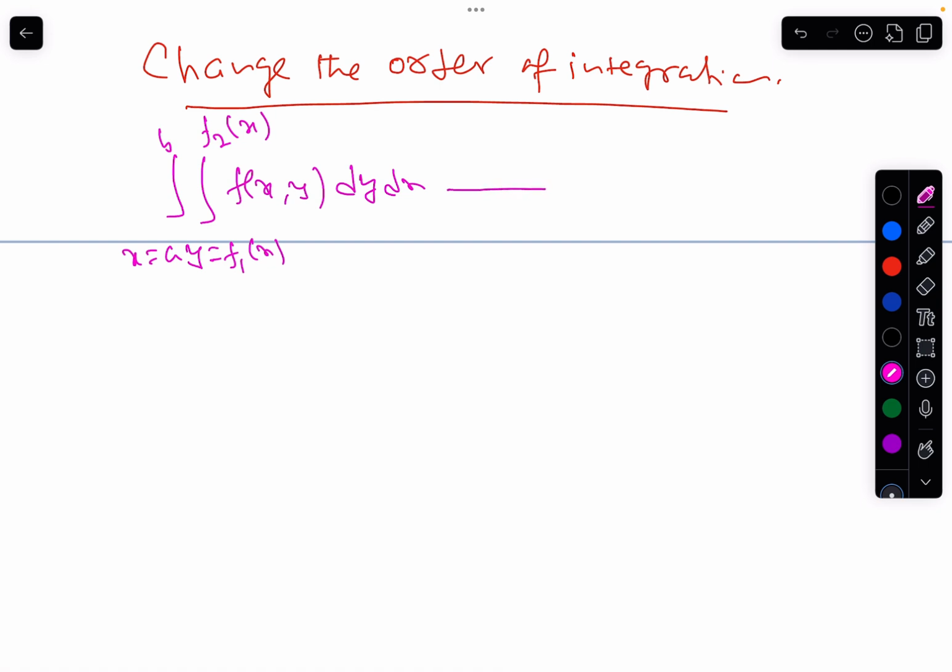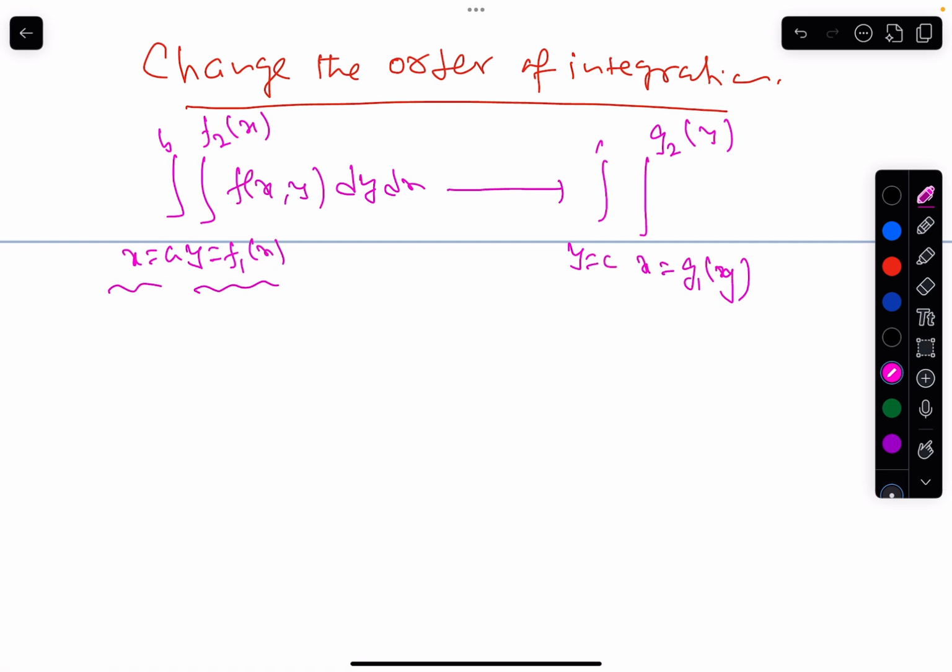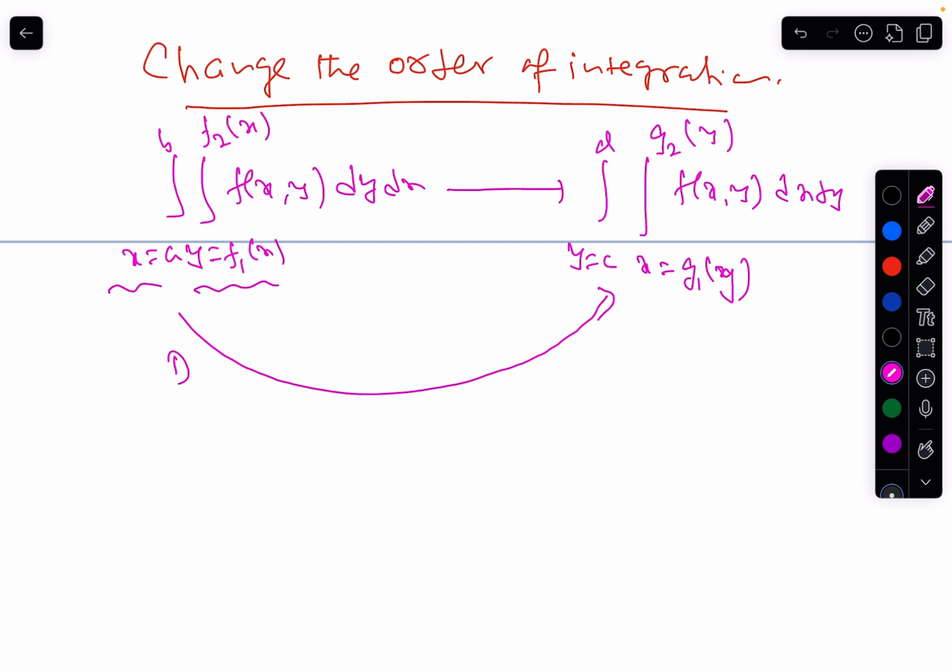Now we need to change the order. That means here the order is first integration with respect to y and then with respect to x. So we have to change here that first integration with respect to x, say some g1(y) to g2(y), and then integration with respect to y, say from c to d, f(x,y) dx dy. Now from here to here, first step is draw the region of integration.